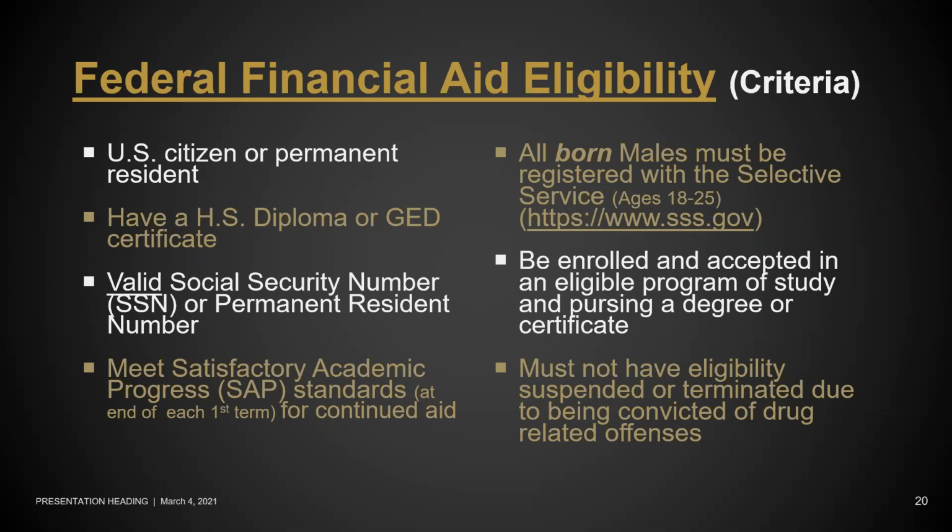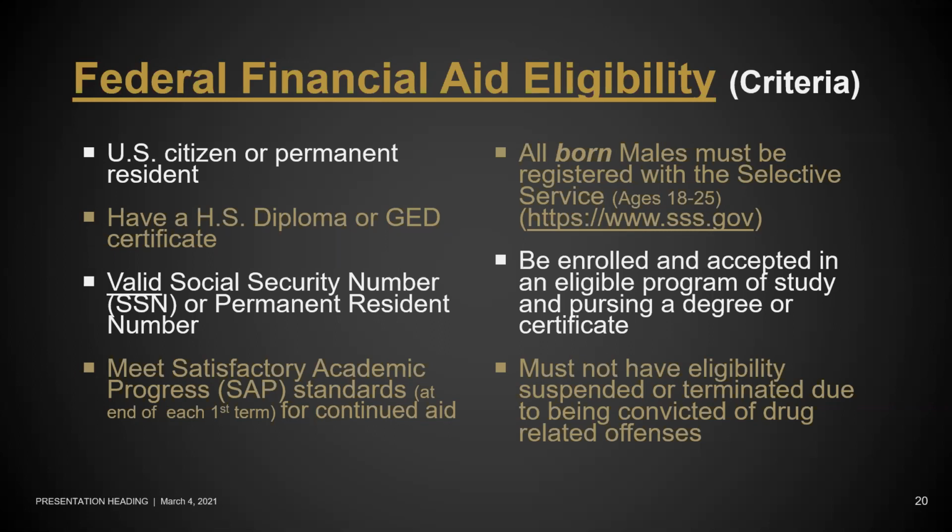So all males that are born male must register for selective service between the ages of 18 and 25. Okay? And selective service is if there's a draft, they have to register for that. It hasn't been a draft in a long time, so I don't think we have to worry about that. But the student also has to be enrolled in an accepted and eligible program of study, meaning they're not just taking classes, but they're actually working towards completing a degree or a certificate program.